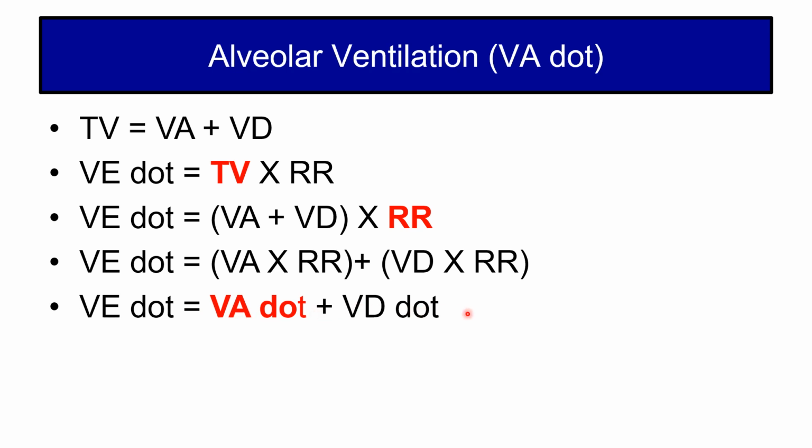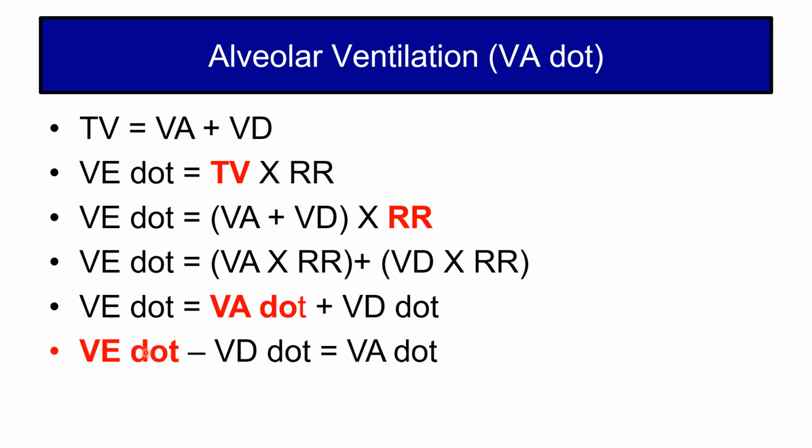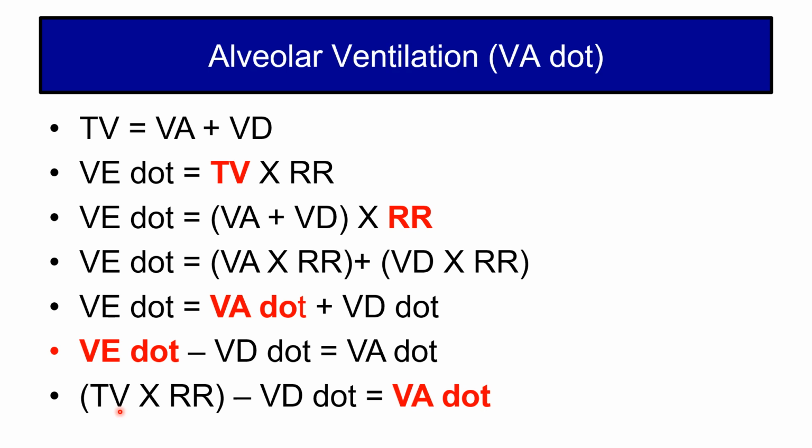So what we're interested with is your VA dot. That is what has a lot of physiologic significance. So we're going to place this on this side of the equation, and we're going to transfer this to the other side of the equation. So we come out with VE dot minus VD dot equals VA dot. If we want to expand VE dot, which is tidal volume times RR, we come out with the final equation, which is tidal volume times RR minus VD dot is equal to VA dot.